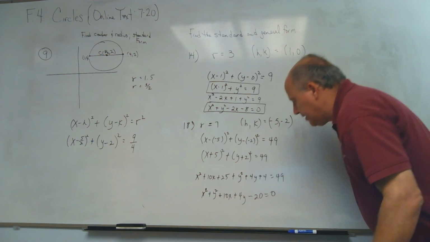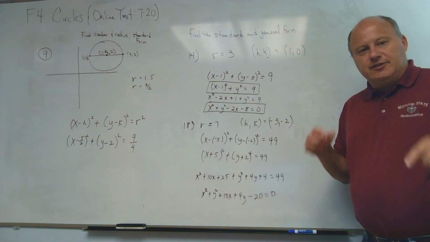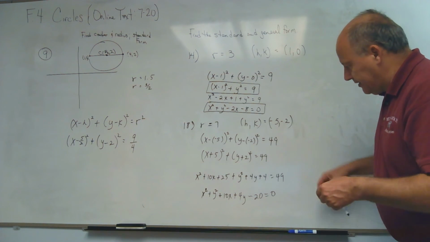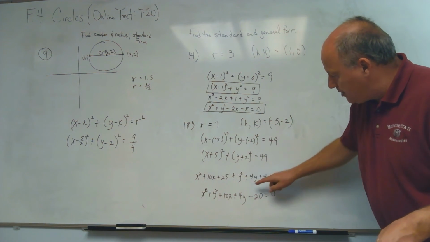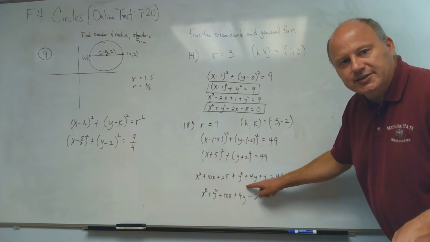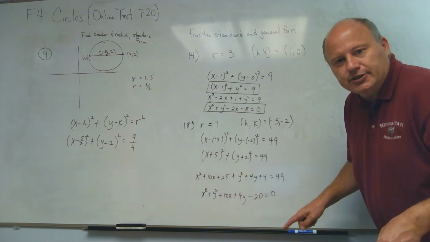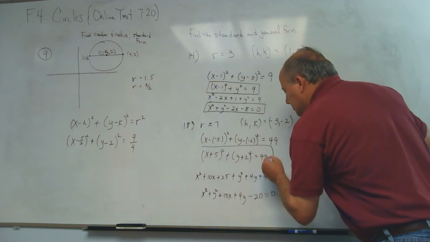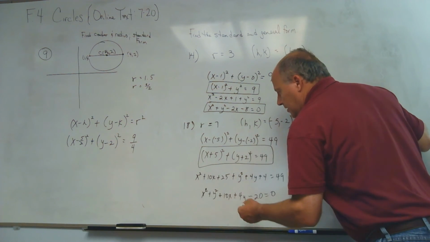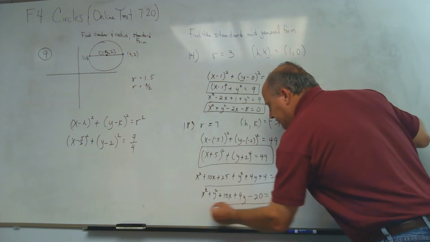I wouldn't expect you to do this all in your head. I'm just doing a little bit of work in my head here. It's 25 plus 4 is 29, and so you might have a couple of extra steps in between these two terms, and that's okay. But anyway, the two answers here are this one, the standard form, and this one is the general form.